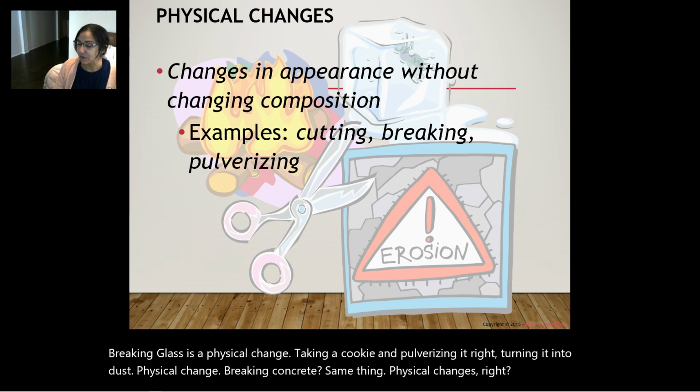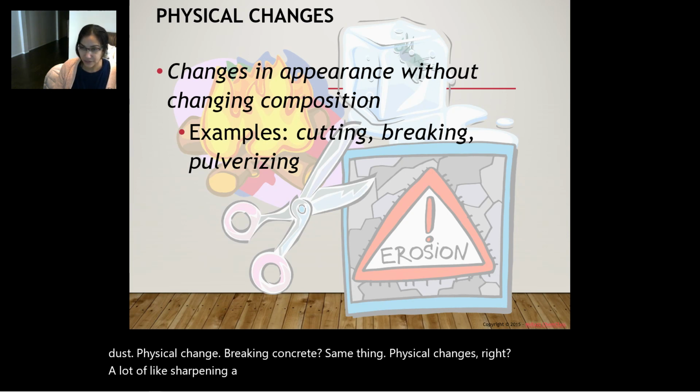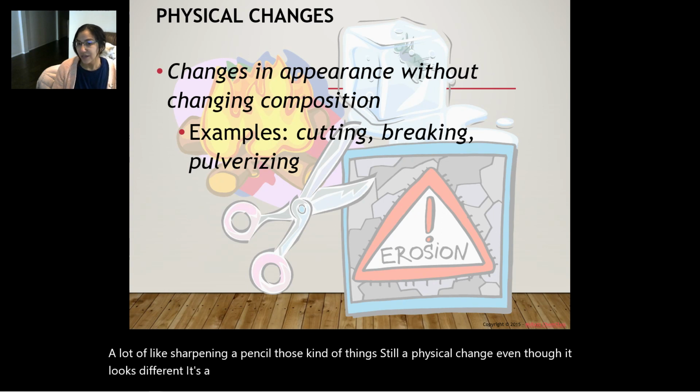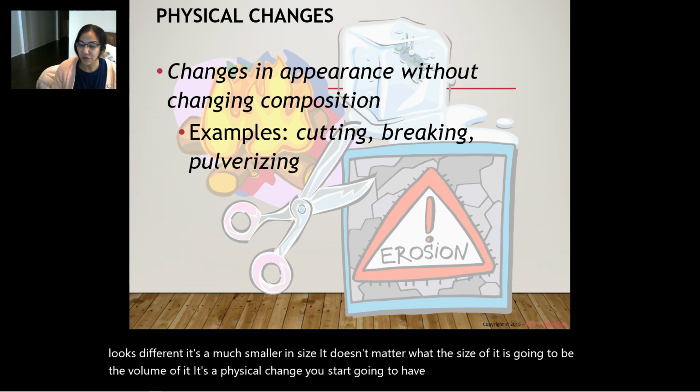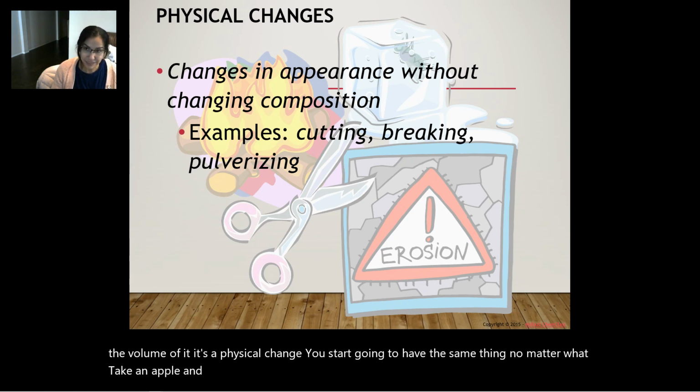A lot of things like sharpening a pencil, still a physical change, even though it looks different. It's much smaller in size. It doesn't matter what the size or the volume of it is, it's a physical change. You're still going to have the same thing no matter what. Take an apple and peel an apple, it's still an apple, right? You take the apple and you cut it into tiny little pieces, it's still an apple.